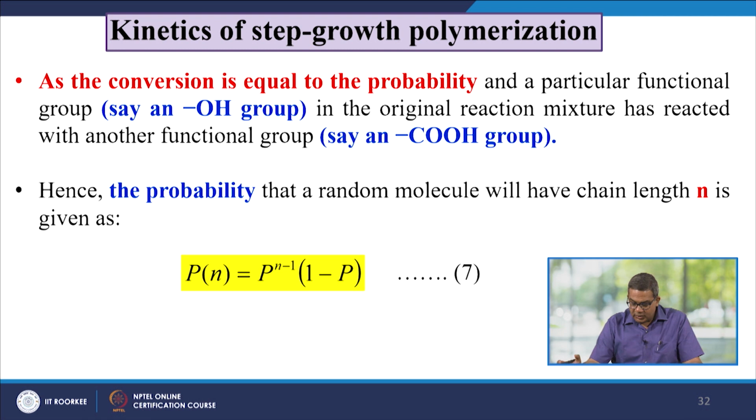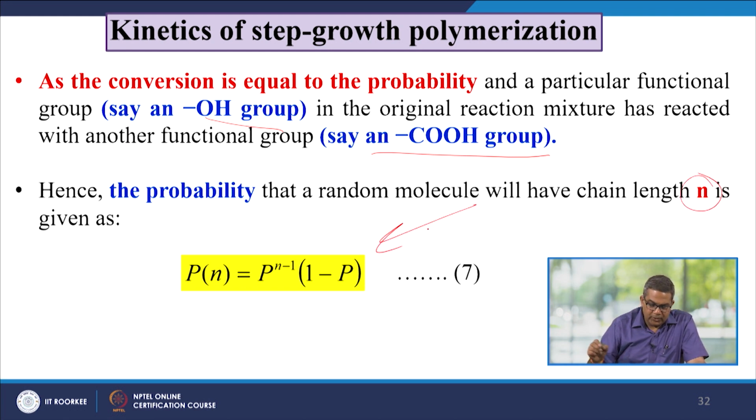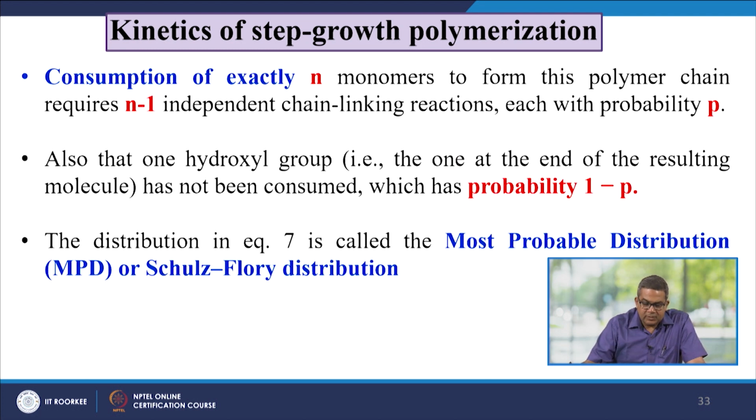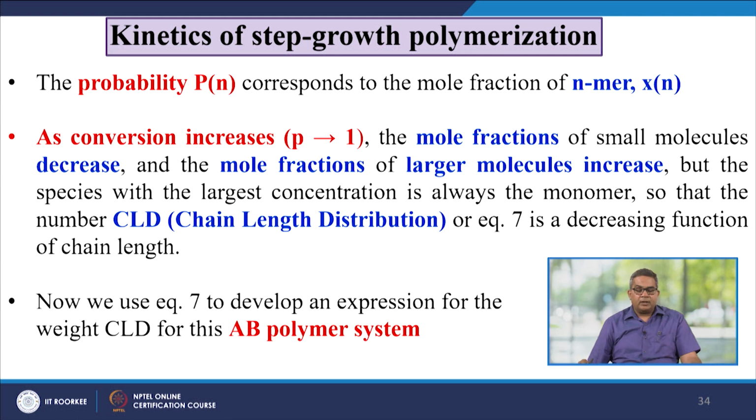Now, the conversion is equal to the probability that a particular functional group like the OH group in the original reaction mixture has reacted with another functional group like COOH. Therefore, the probability that a random molecule will have chain length n is given by Pn is equal to P to the power n into 1 minus P. Now, consumption of n monomers to form the polymer chain requires n minus 1 independent chain linking reactions, each with the probability P. So, this Pn corresponds to the mole fraction of n-mer.